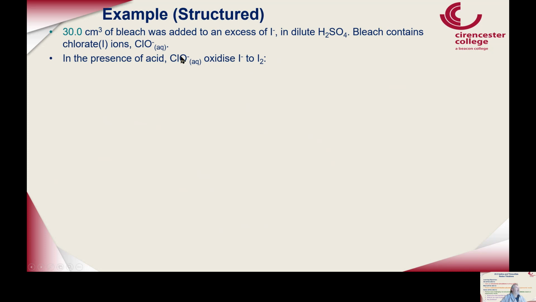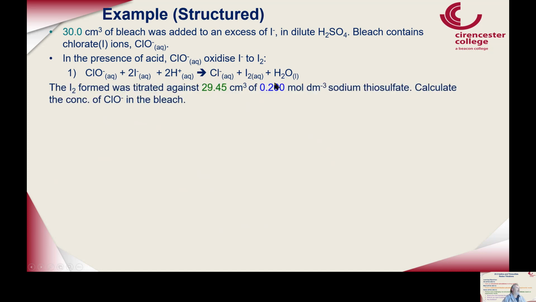But the key thing is that the bleach, which is ClO-, will oxidize iodide to iodine, and then we can work out how much iodine we get by reacting that with thiosulfate. So here is our first reaction. Chlorate plus iodide, in the presence of acid, makes chloride plus iodine and water. The iodine that's formed is then titrated, and it works out that 29.45 centimeters cubed of 0.2 molar thiosulfate will react with enough to remove all the iodine.